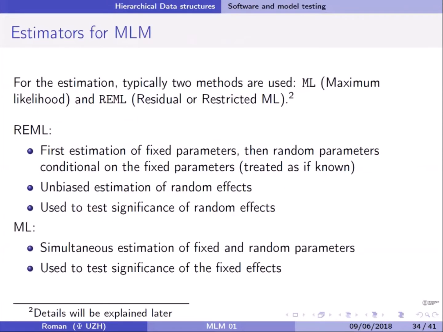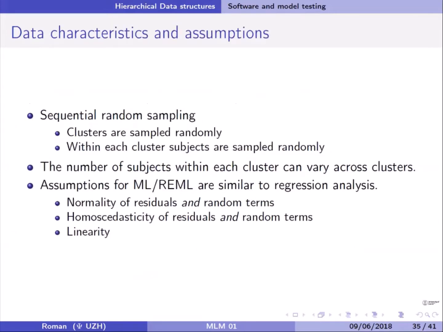We will get into detail on estimation as we move forward. All right, so let's talk about some characteristics and assumptions made here. Sequential random sampling. This is when clusters are sampled randomly. Within each cluster, subjects are sampled randomly.